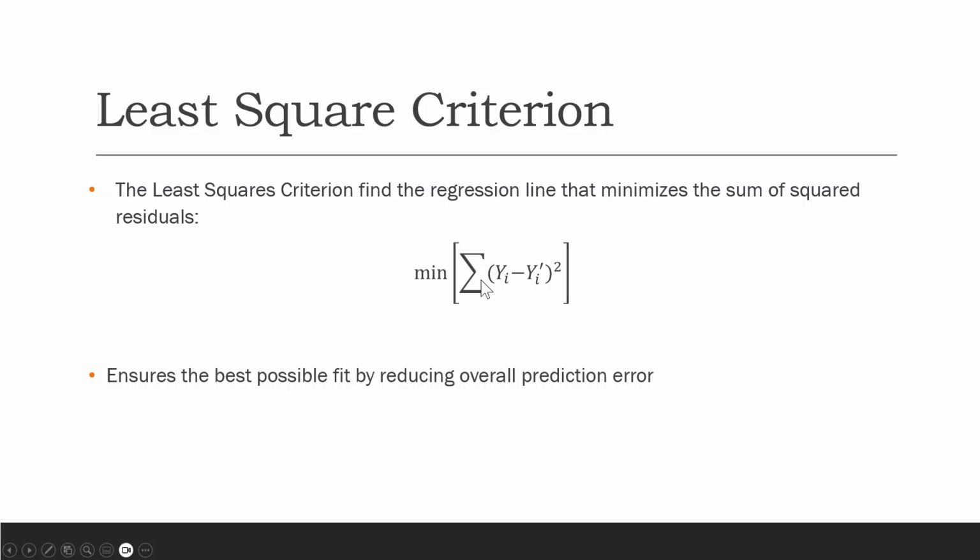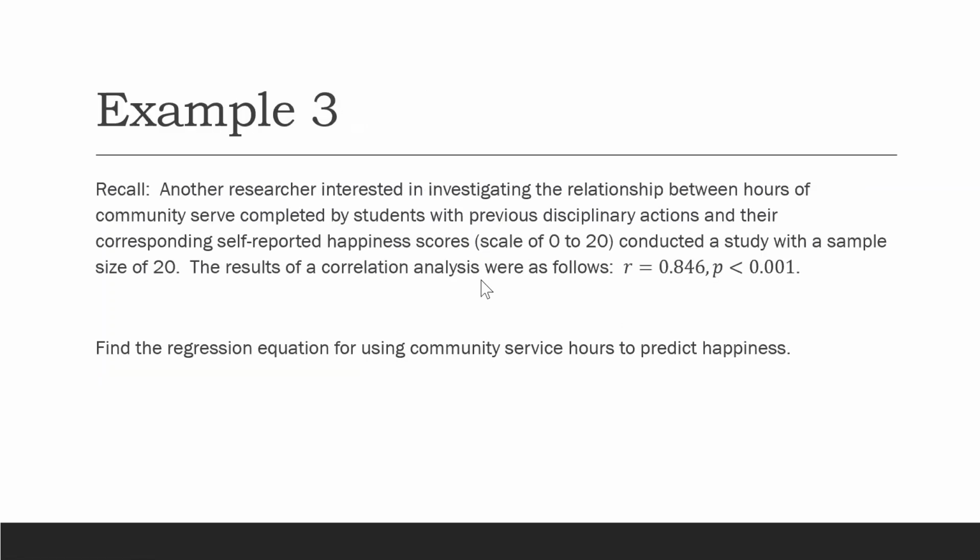And it just so happens that it aligns with those formulas for A and B that I gave in that last slide. All right, so let's go back to that last example where we were looking at the amount of community service hours served, and the happiness score. I want to find the regression equation for that example.